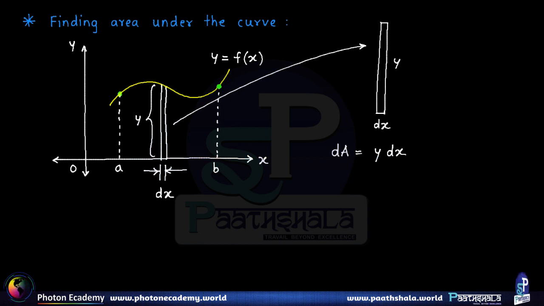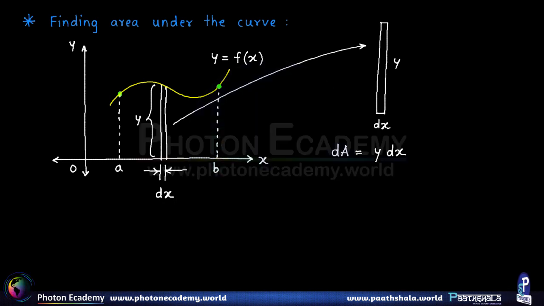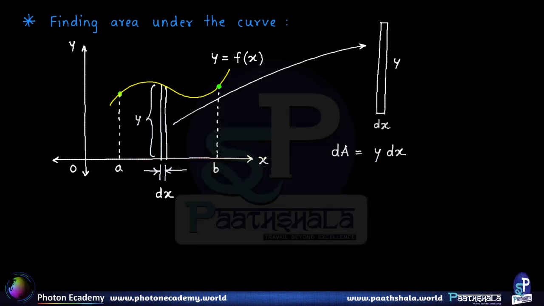Now to cover the entire region, we must consider all the strips present in the region, and there will be infinitely many such strips because the width of each strip is infinitesimally small. It's not a finite width, right? Since there are infinitely many strips, we cannot simply add them in a discrete way. So we cannot use the summation process; here we have to use the integration process because it's a continuous addition.